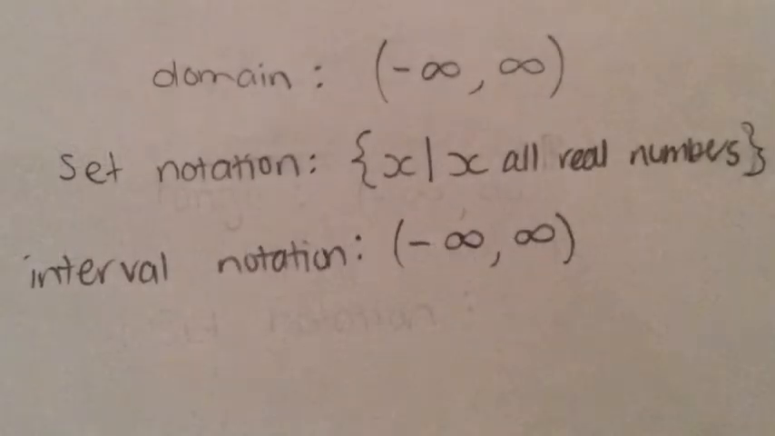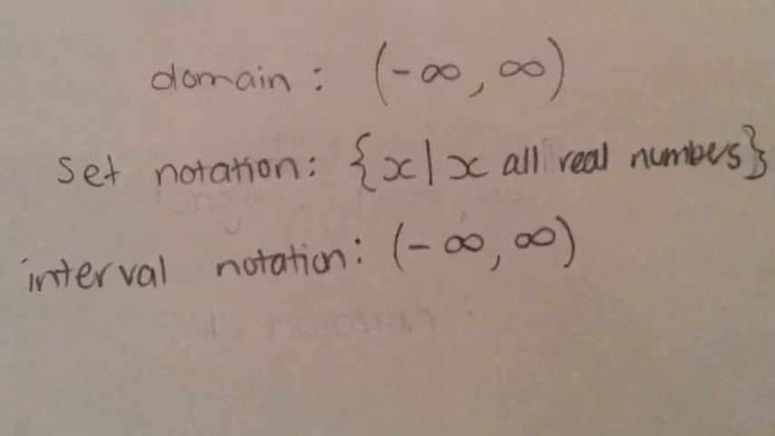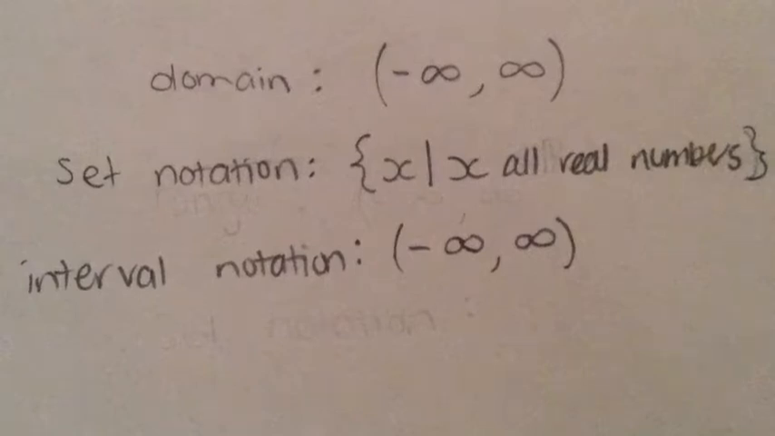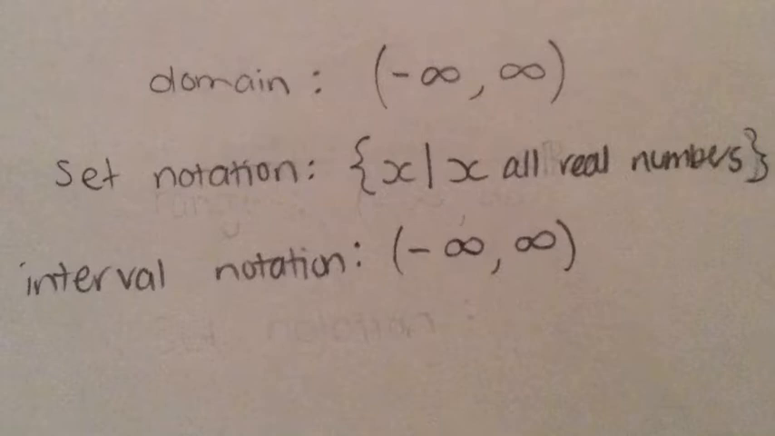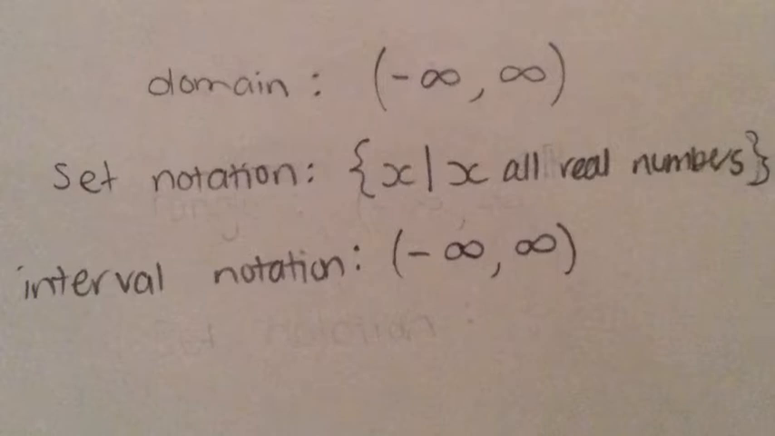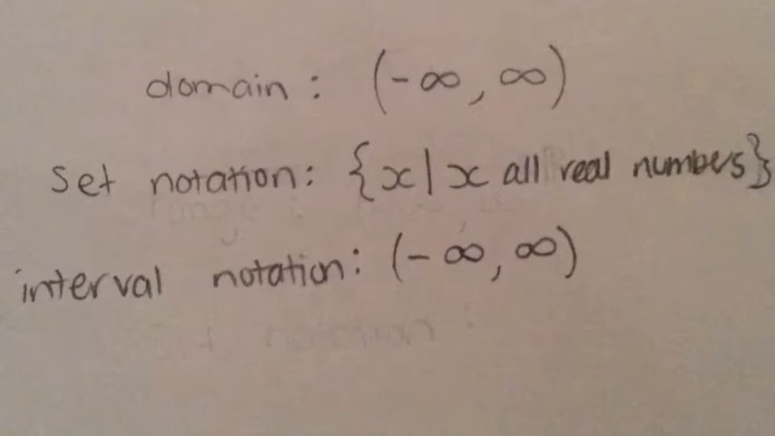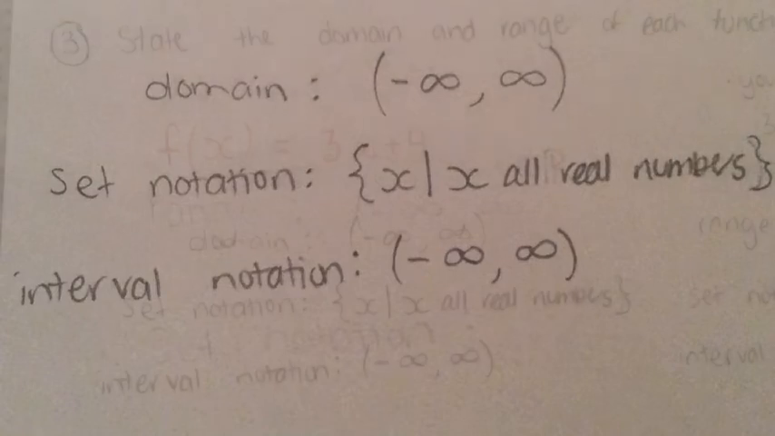Let's go over domain's interval notation first. As you see in the equation, 3x plus 4, x can be any number. Therefore, there are no restrictions, meaning we can use the infinity sign. Your interval notation should be in regular brackets, not closed ones, because we are using the infinity sign. In the brackets, it should be negative infinity, comma, positive infinity.